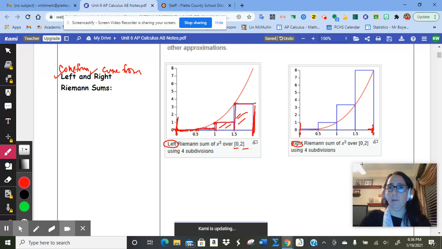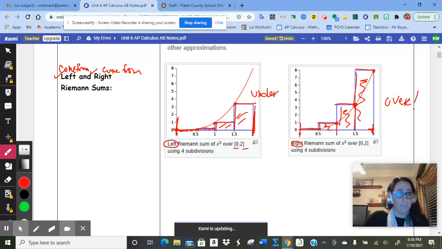Here, I'm going to touch the curve and go to the right. Touch the curve, go to the right. Touch the curve, go to the right, and touch the curve, go to the right. And then I can drop down all my bars and find this area. Now this clearly is an over approximation, and this clearly is an under approximation of what the actual area would be.